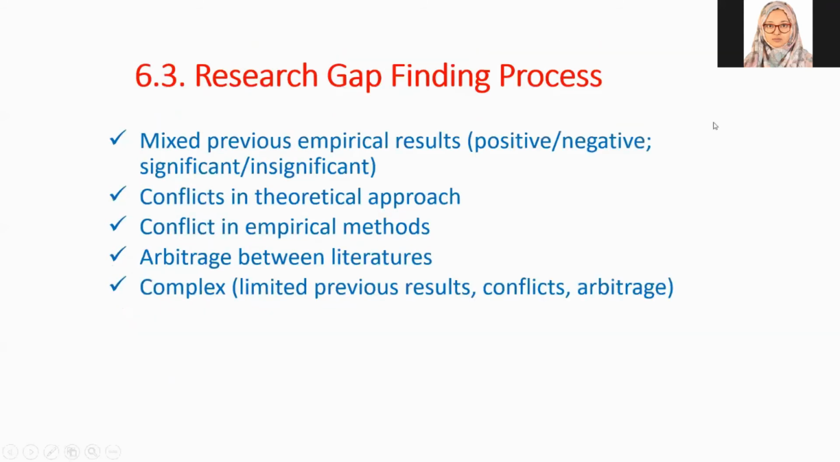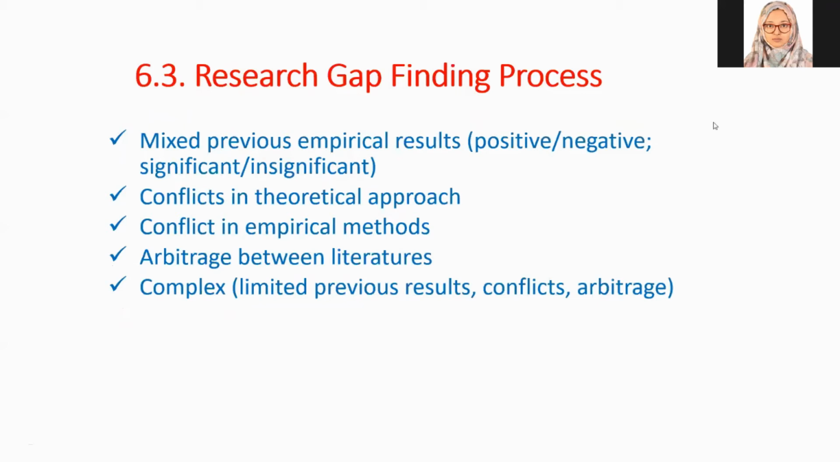Research gaps, findings process. Mixed previous empirical results. Suppose in one study the result is positive, and another study showed a negative relationship. Suppose in one study it was significant, in another study it was insignificant. So in that case, you can show it as a gap. That is called an empirical results gap.